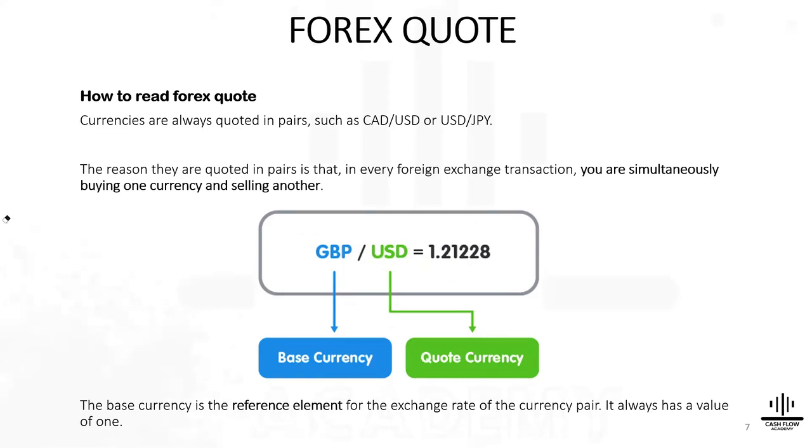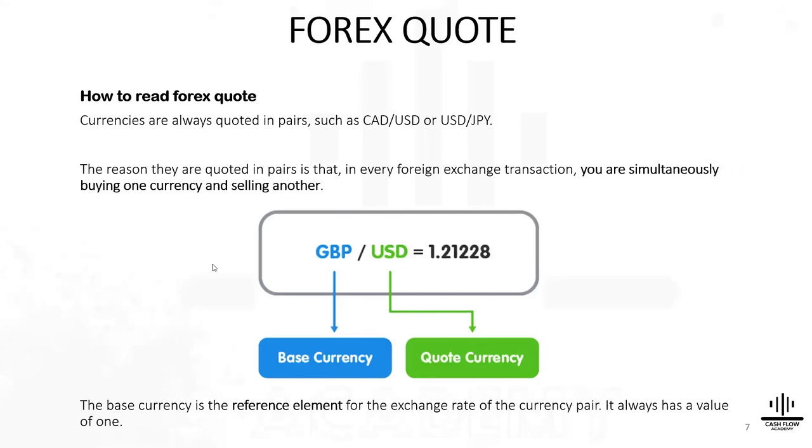So what this means is that, let me write it here. 1 unit of British pounds is equivalent to $1.21228. That's what it means. So this is in units. This is the value. This is USD, that is United States dollar. This is the price of 1 British pound. So I hope we get it. It's just very, very simple.